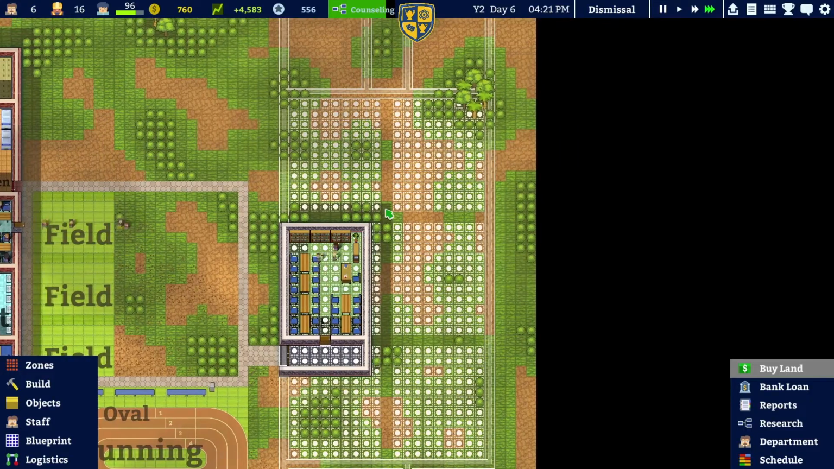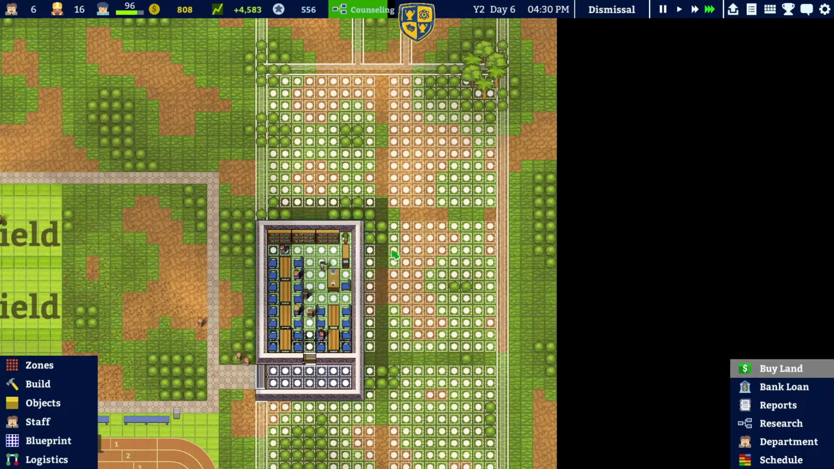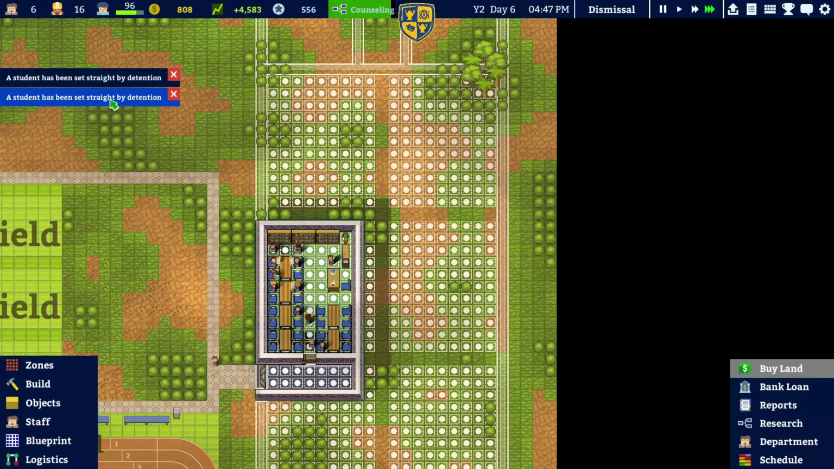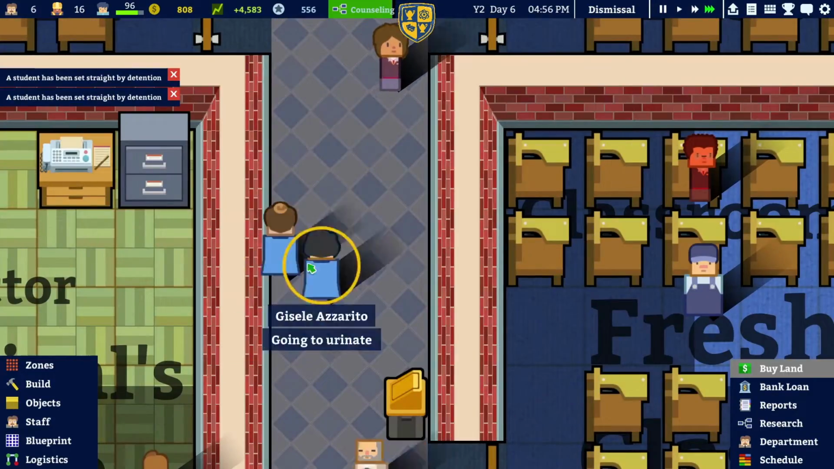They look big now because they're just big open spaces. But I think by the time we actually get them constructed and then we put in students, being set straight by detention. Oh, this is glorious news.